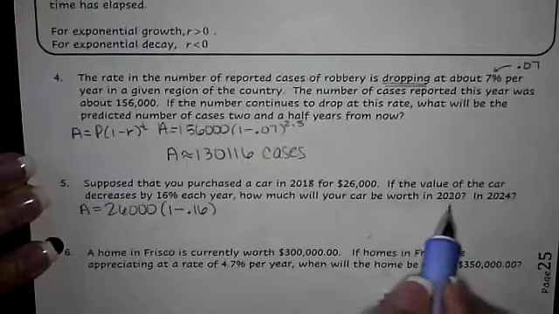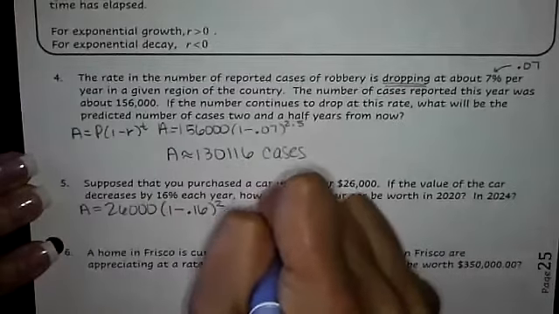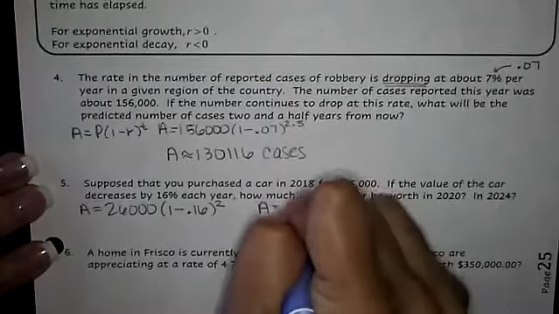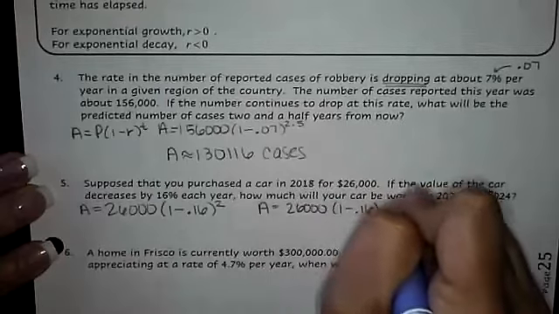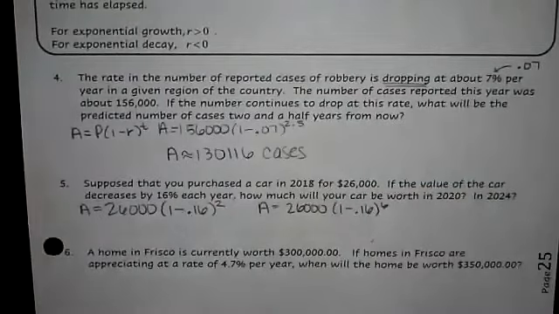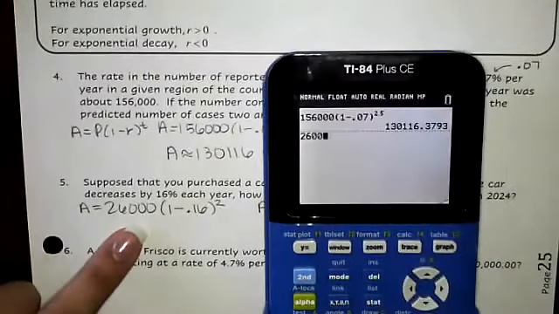And from 2018 to 2020 would be 2 years. We would have the same equation for 2024, but it would be 6 years. That would be the difference between those 2 equations. And then again, you would put them in the calculator. So we type in 26,000, 1 minus 0.16 raised to the second power.